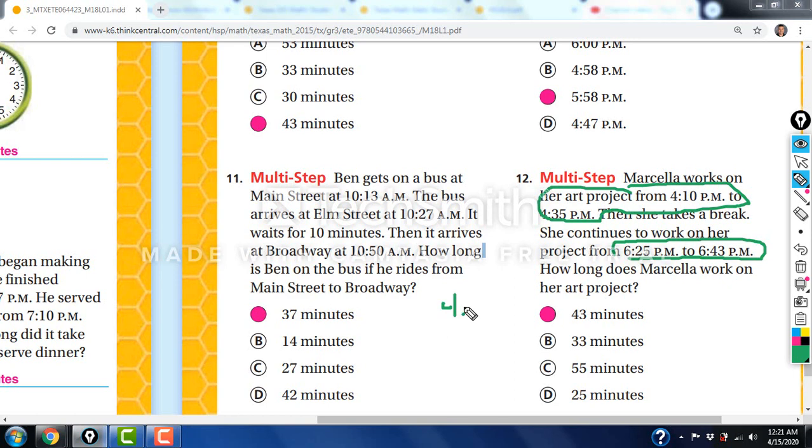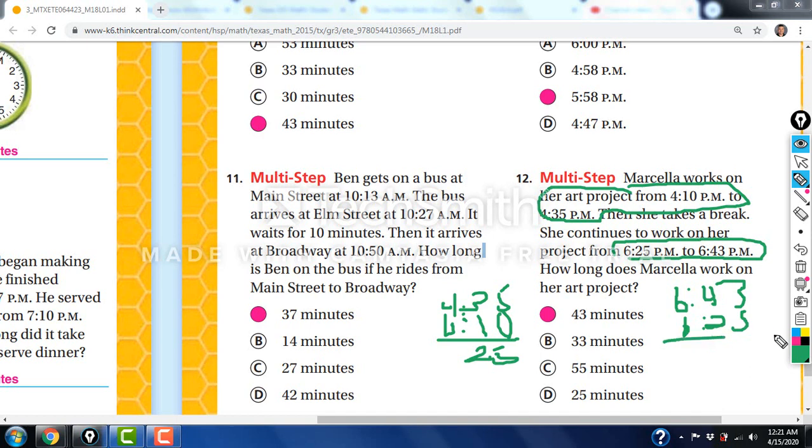4:35 minus 4:10. You can see what I'm doing. You got 25 here, and then you add it to this one here. 6:43 minus 6:25, and notice that you're doing subtraction. That's 18, then you add it to 25, and you get 43 minutes. So you just get this elapsed time, get this elapsed time, then you add them.